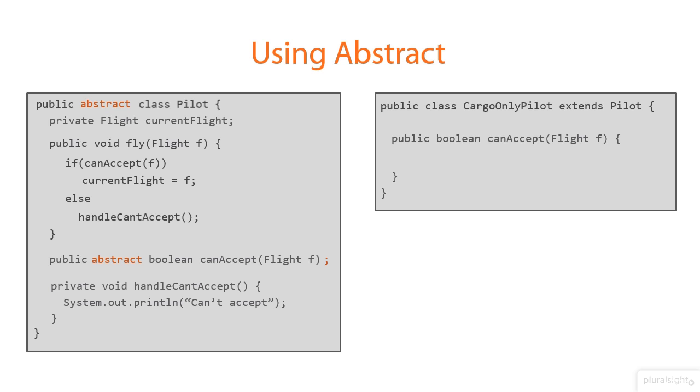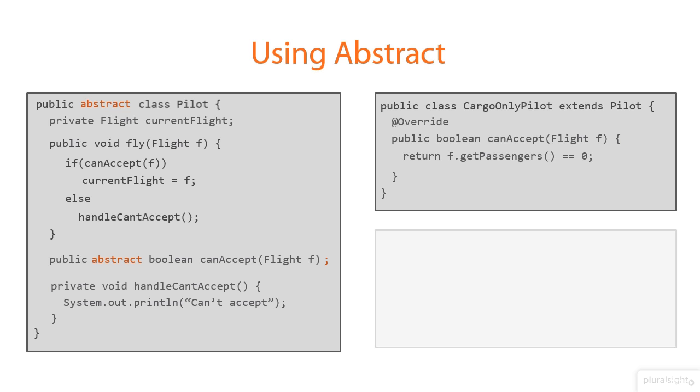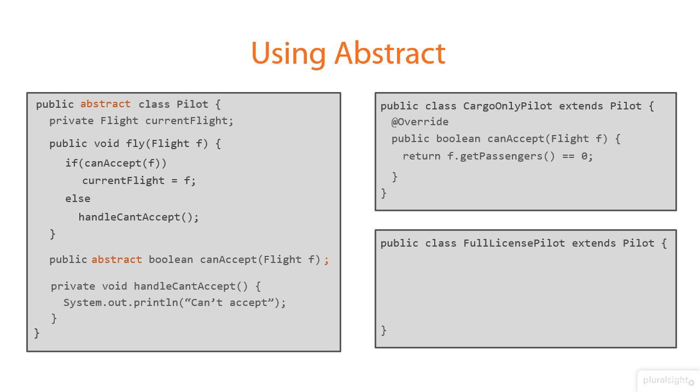So we'll go ahead and set that up. We'll use the override annotation. And what we'll say inside of here is that a cargo only pilot is not allowed to have passengers. So we'll take the flight, call getPassengers, and we only return true for canAccept if there are no passengers at all. Now we have another class called full licensed pilot, and he's kind of our super pilot, allowed to fly any flight. So for him, we override canAccept, mark it with the override annotation, and he's simply going to return true all the time, saying he's allowed to fly any flight. Right, so it allowed us to define basic characteristics and behaviors in the pilot class, but then require specific specializations in any derived class.